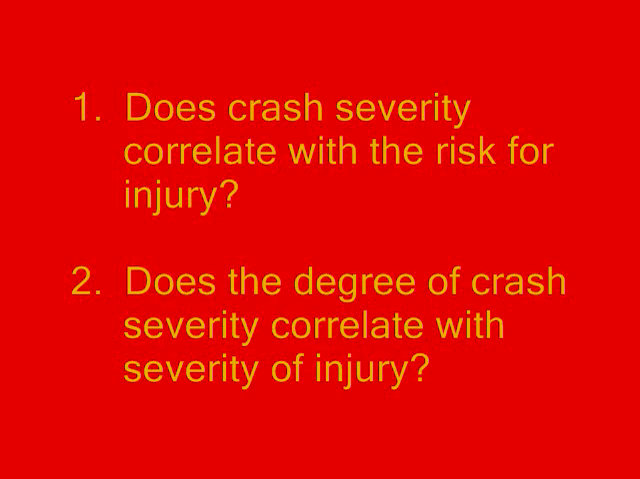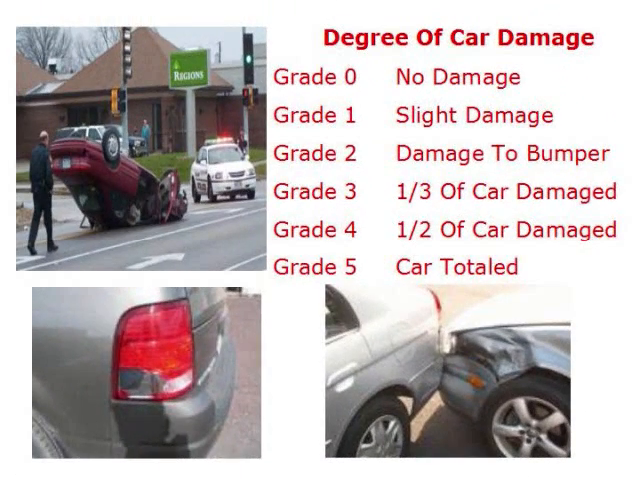The researchers classified vehicle property damage on the basis of 6 grades. Grade 0, no damage. Grade 1, slight damage. Grade 2, damage to the bumper. Grade 3, 1/3 of the car damage or trunk damage. Grade 4, half of the car damaged. And grade 5, total destruction of the car.